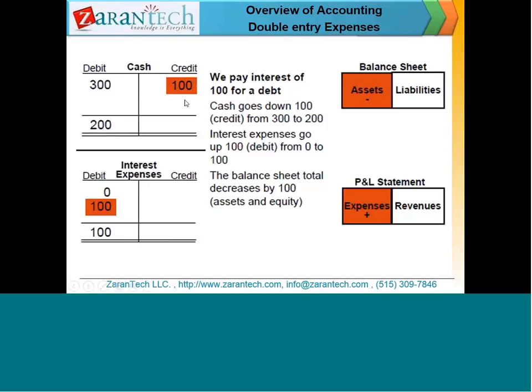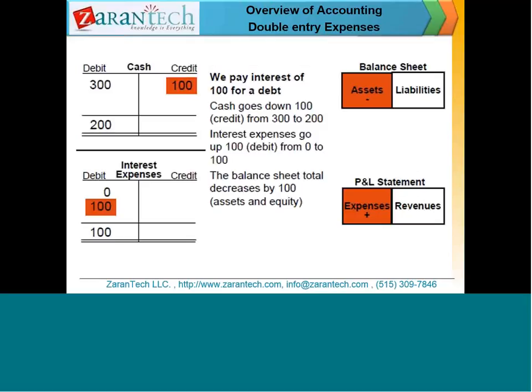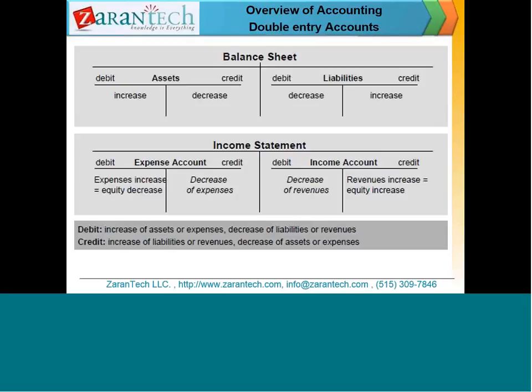So one is assets, another is expenses. So there are two, one is credit, one is debit. So these are the few double entry examples, different scenarios.